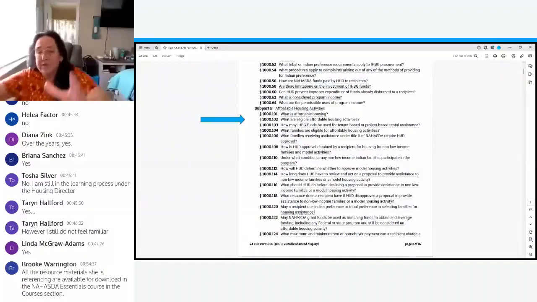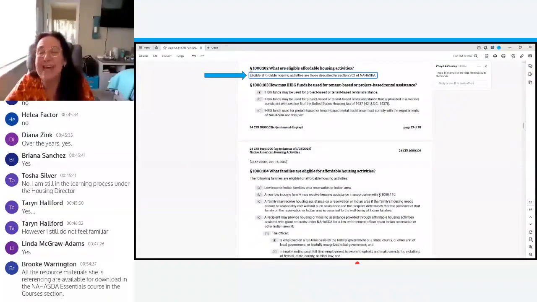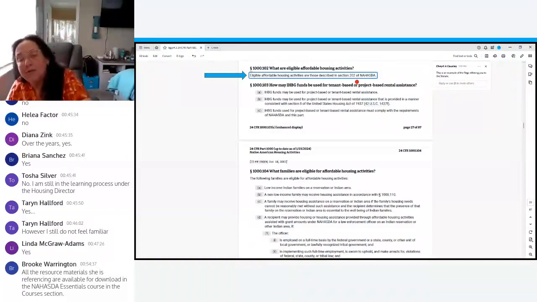So this is a snapshot of what it would look like if you were to open 1000. Under subpart B, we have 1000.102: what are eligible affordable housing activities? If I was to click that, it would say eligible affordable housing activities are those described in section 202 of NAHASDA. See what it does? It'll shoot you from one document back to another one. So that is a sample of that, but that's how you learn all those regulations and rules too, like what families are eligible.